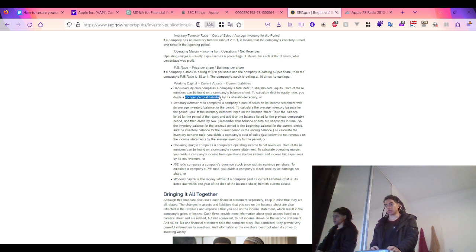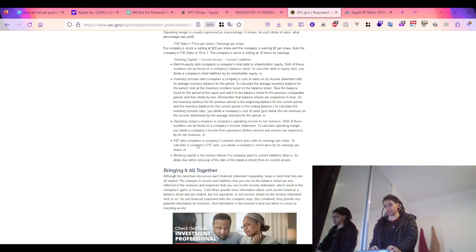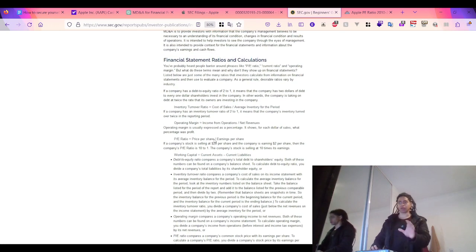Okay, the total amount of obligations by the amount of equity to get the debt to equity. Inventory turnover ratio compares a company's cost of sales on its income statement with its average inventory balance for the period. To calculate the average inventory balance for the period, look at the inventory numbers listed on the balance sheet. And operating margin and P/E ratio. So I'm going to take it slowly here.